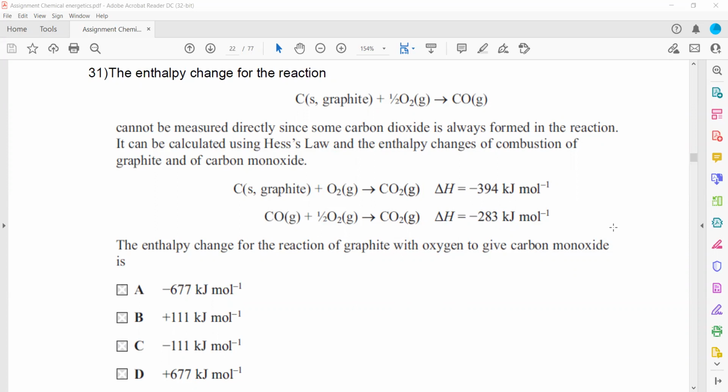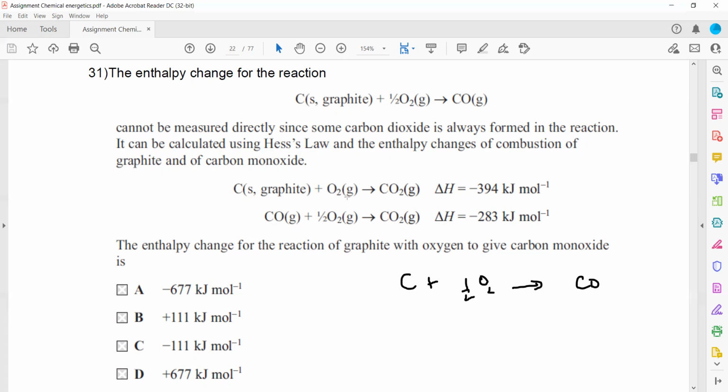We need the enthalpy change of the reaction for graphite with oxygen. Okay. So basically, we want this reaction: carbon reacts with half an oxygen to give carbon monoxide. This is question number 31. So we have to relate them.